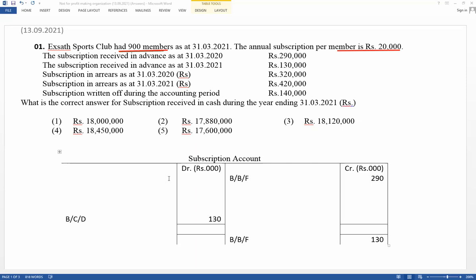Debit side as a balance brought forward. Therefore, as a balance brought forward, debit side value equal 320. As well as given subscription in arrears closing balance also 420. Closing balance carried down from credit side to debit side. Subscription in arrears closing balance 420. Balance carried down from credit side to debit side. Therefore, debit side that value should be included as a balance brought forward.